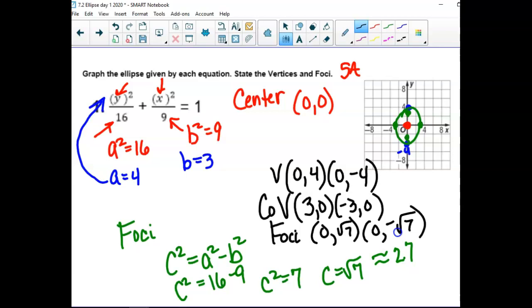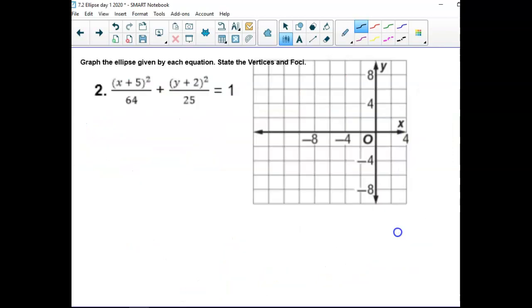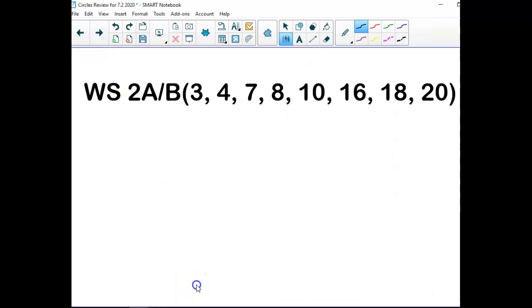So tomorrow we're going to pick up here, and we're going to start talking about when they're shifted, that brings a whole nother bit of chaos into this, okay? So tomorrow we're going to do all kinds of fun with ellipses. So your only homework tonight, guys, is to get all this circle stuff done. Can you do that?